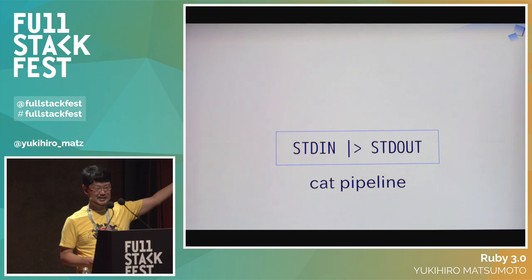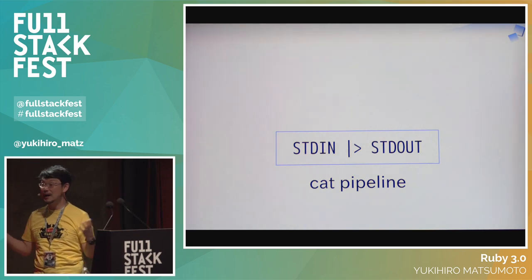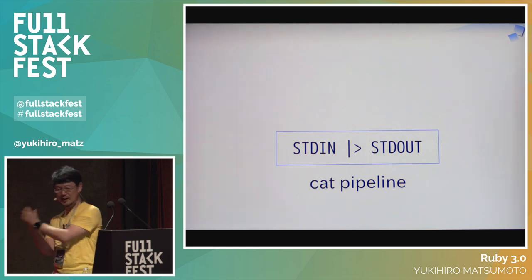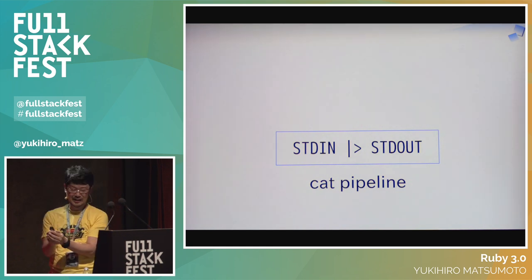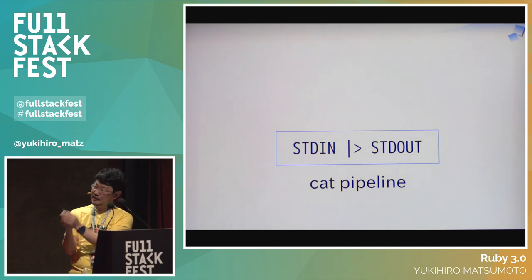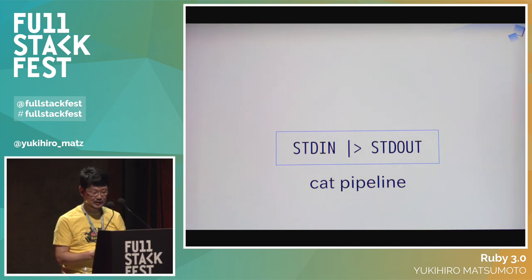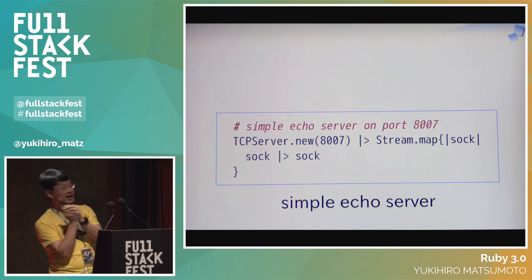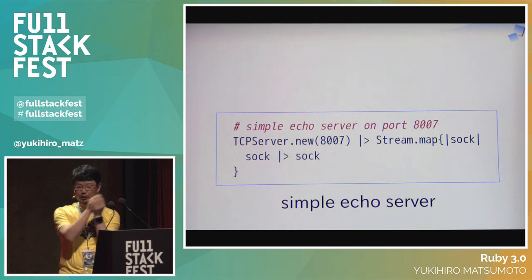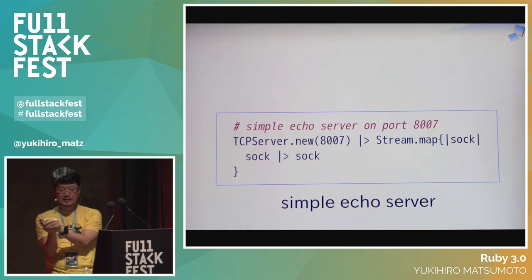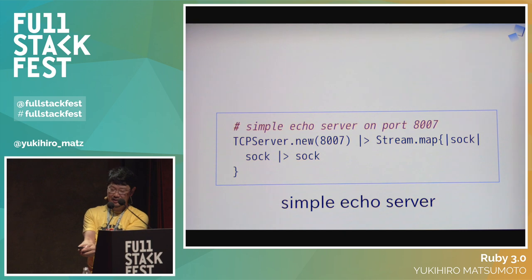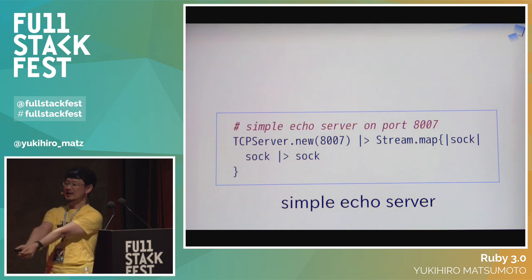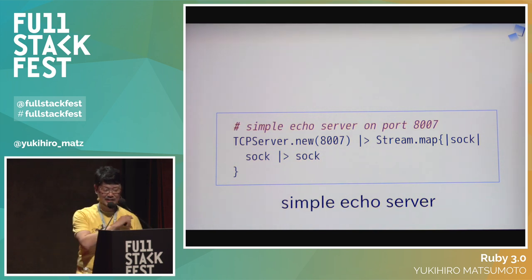This is the statement to prepare some kind of stream or pipeline from standard in to standard out. That works just like a cat program. Read standard in, then write standard out. This is a very easy socket echo server. Create a socket, then connect the pipeline to the map, then receive the client socket, then connect the input from the client socket, reversed back to the same socket.